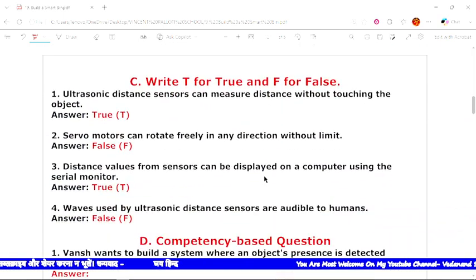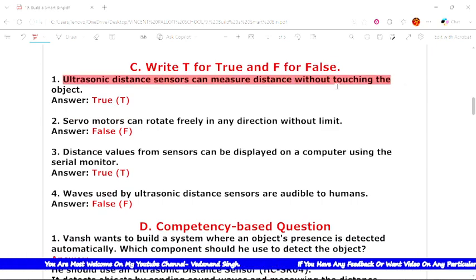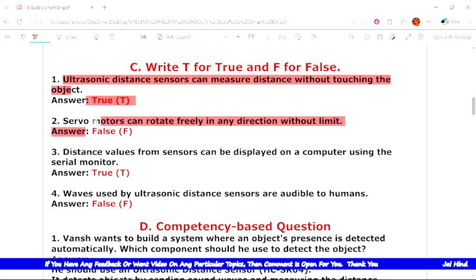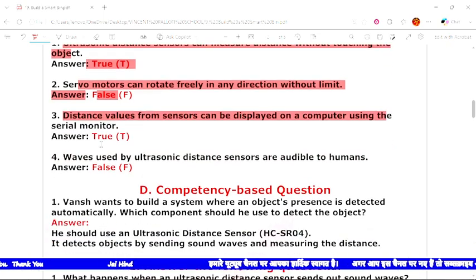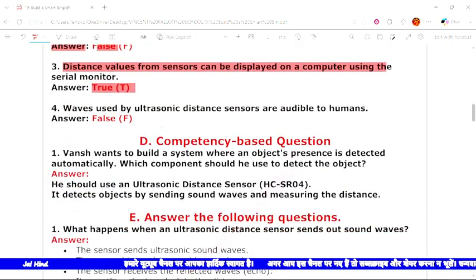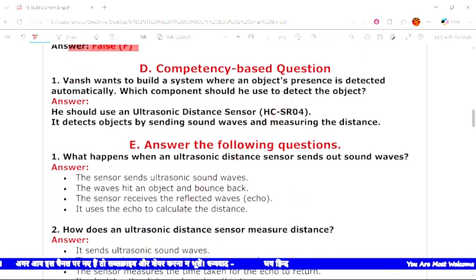C-type question, write T for true and F for false. First, ultrasonic distance sensors can measure distance without touching the object. True. Servo motors can rotate freely in any direction without limit. False. Distance values from sensors can be displayed on a computer using the serial monitor. True. Waves used by ultrasonic distance sensors are audible to humans. False.